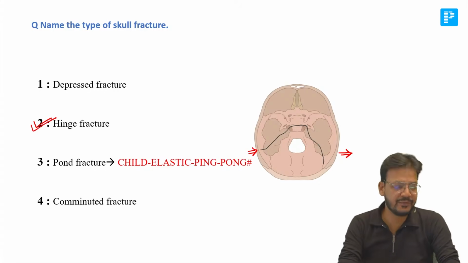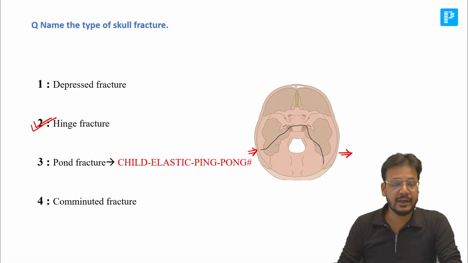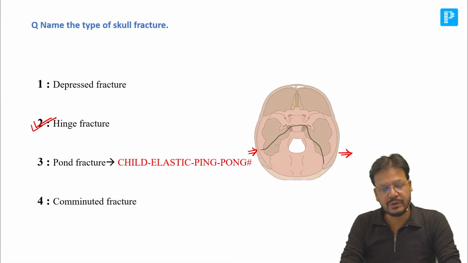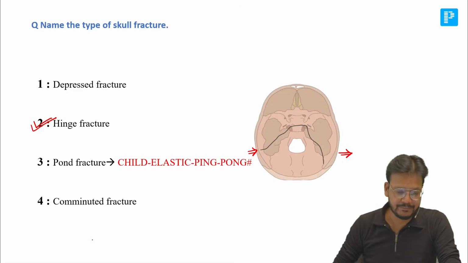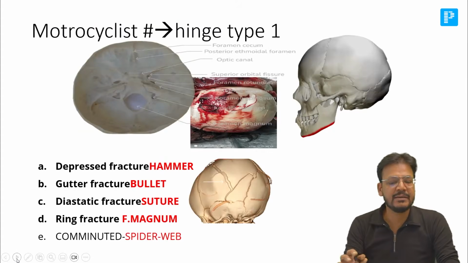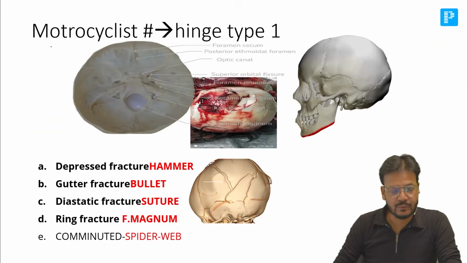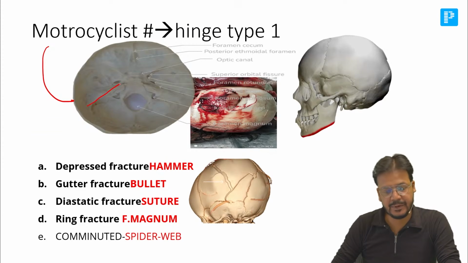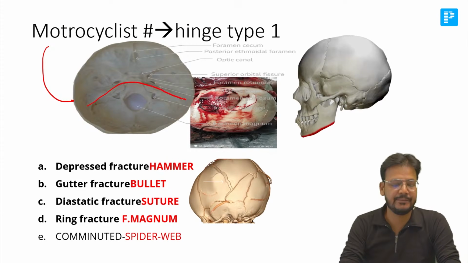So we will see other types of fracture, and hinge fracture is also known as motorcyclist fracture. What is another name of hinge fracture? It is a motorcyclist fracture, hinge type 1 fracture. Okay, you can see the very simple one, this one. This is motorcyclist hinge fracture starting from the petrous ridge and going to the other side.